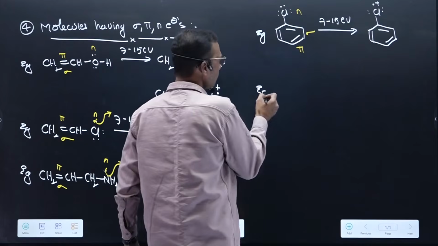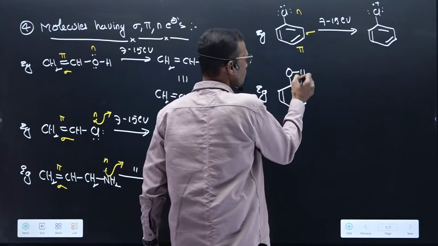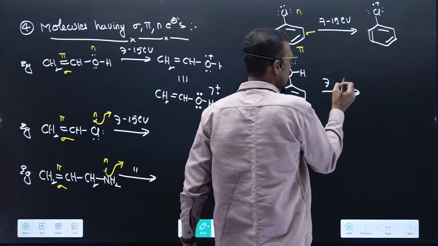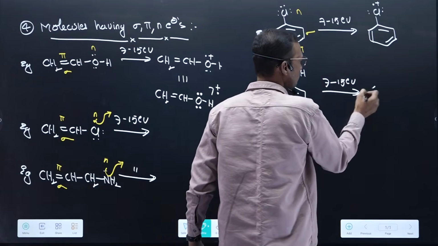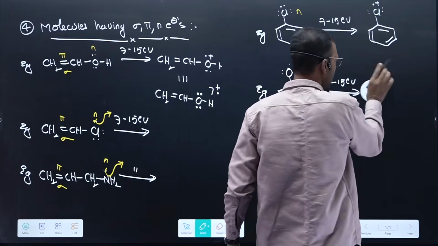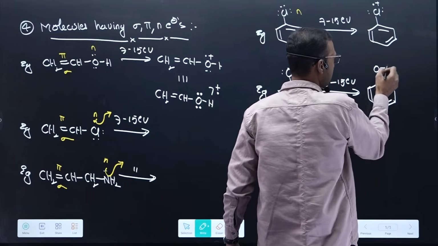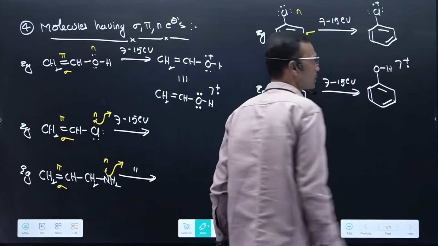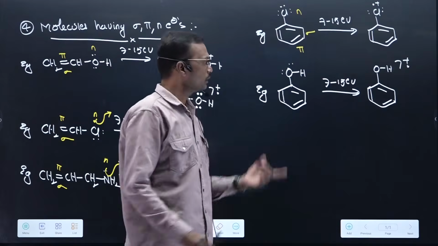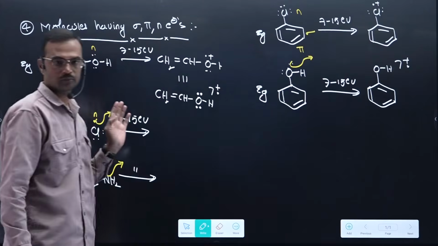You know phenol? What about phenol? This is OH. So where do you remove the electron? From oxygen or not? So in your exam, normally they will represent it like this. They will give OH and they will write the radical cation outside. Like this they will give. Where did I actually remove it? Can I remove from oxygen or not? Which lone pair? Any lone pair you can remove.